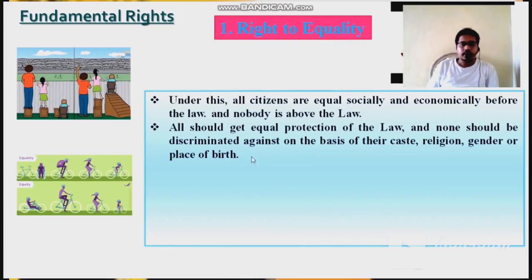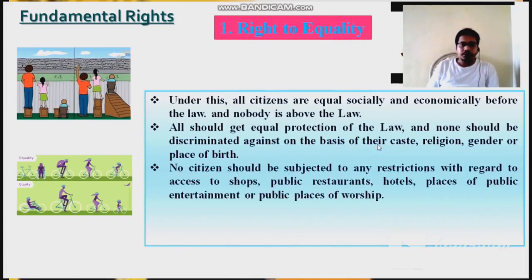All should get equal protection of law and none should be discriminated against on the basis of their caste, religion, gender or birthplace. Everybody is equal in front of law, whether they belong to any caste, any religion, any gender or any birthplace. No citizen should be subjected to any restrictions with regard to access to shops, public restaurants, hotels, places of public entertainment or places of worship.